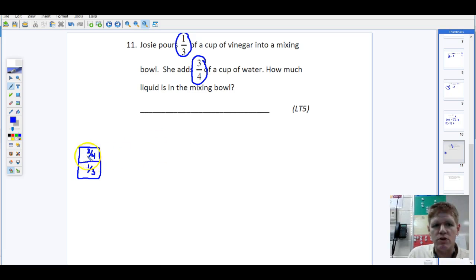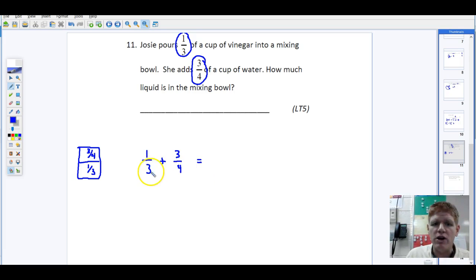Well, in this case, looks like we're adding one and then we're adding another. So that means we are adding our fractions together. So that's 1/3 plus 3/4. And remember, anytime we add fractions, we can't just add them. We have to find a common denominator. So what is a common denominator or a common multiple of 3 and 4?